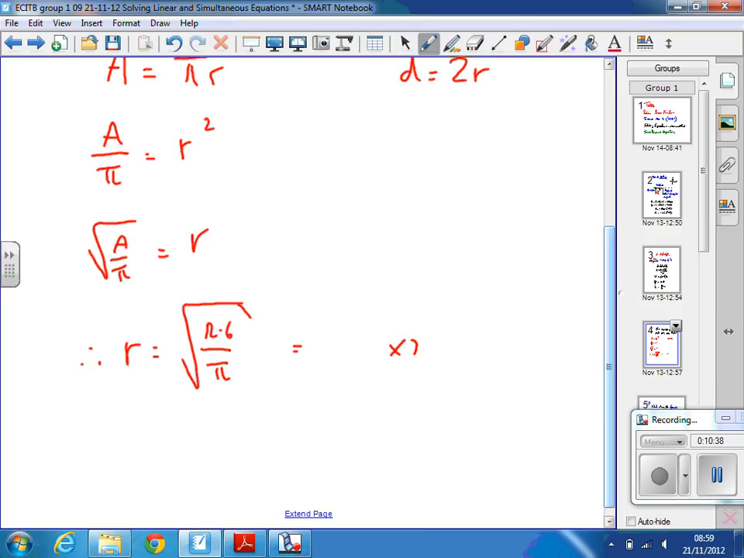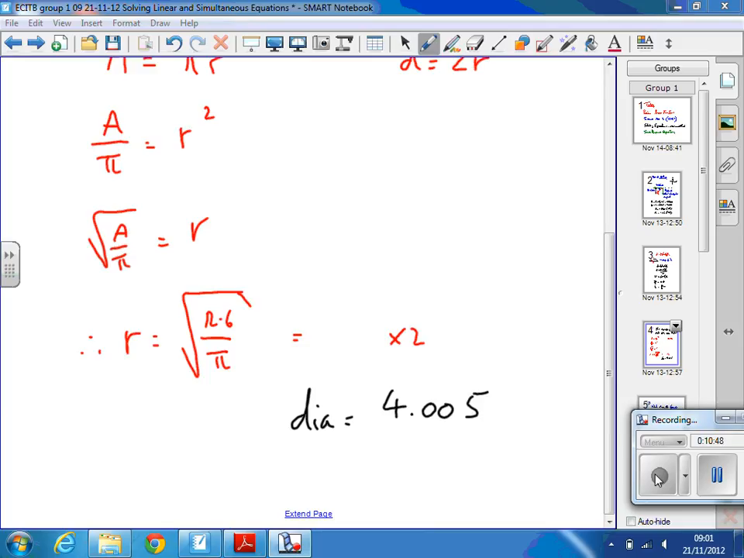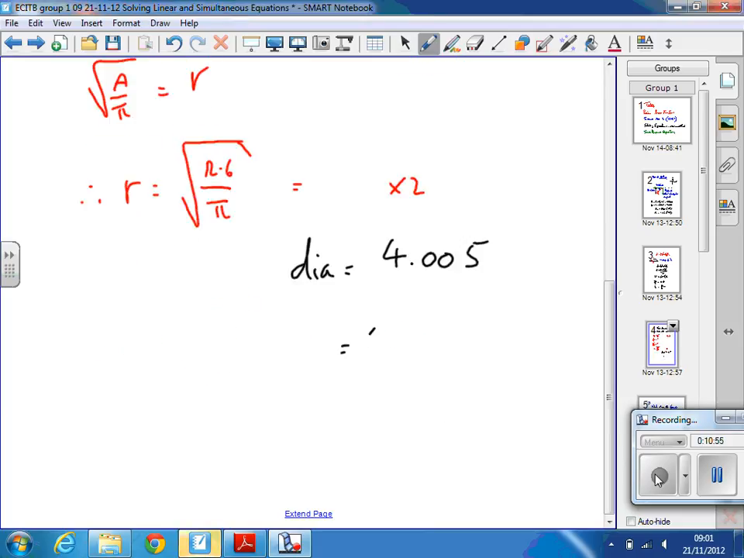And then times that by 2 to get diameter equals. This gives us about 4.005 if we look at it. So if I now say my answer's 4, then what I'm saying, if I don't do anything else, is that it could be as high as 4.49, because I'd round that down to 4 to one significant figure, or as low as 3.5, because if it was 3.5 I'd round it up to 4 to one significant figure.